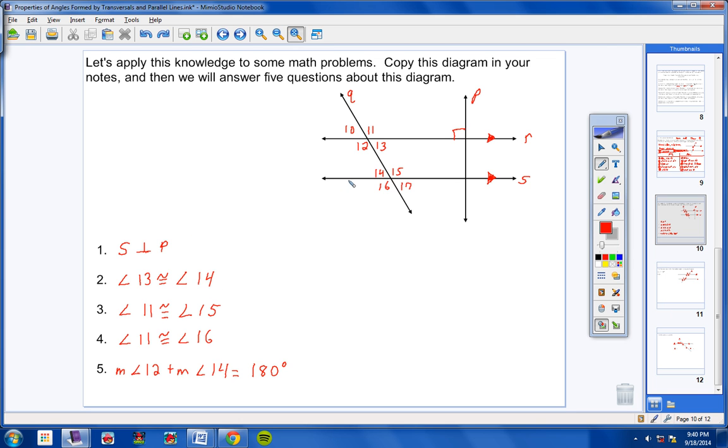Now notice they're saying S is perpendicular to P. So here's S, and here's P. Now, how do I know for sure that S and P are perpendicular like this? Let's look at what I know. I have 2 parallel lines cut by a transversal in such a way that the transversal is perpendicular to one of the parallel lines. Now, with that in mind, let's go back to our list of theorems and postulates.